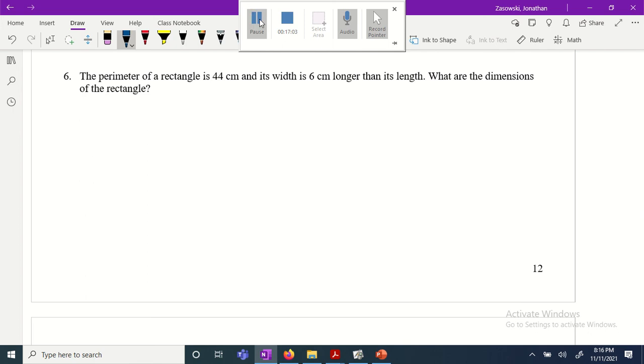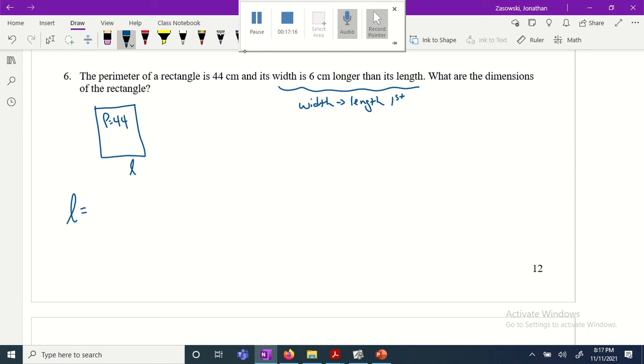So pause it, try this one on your own. Okay, so if you had trouble, remember when it says its width is 6 centimeters longer than its length, in order to get the width, we need the length first. So we can just use the variable L, or if you want to use X, to represent the length, okay? Let L equal the length. And then we know that the width is going to be 6 centimeters longer. So L plus 6 is equal to the width, okay?